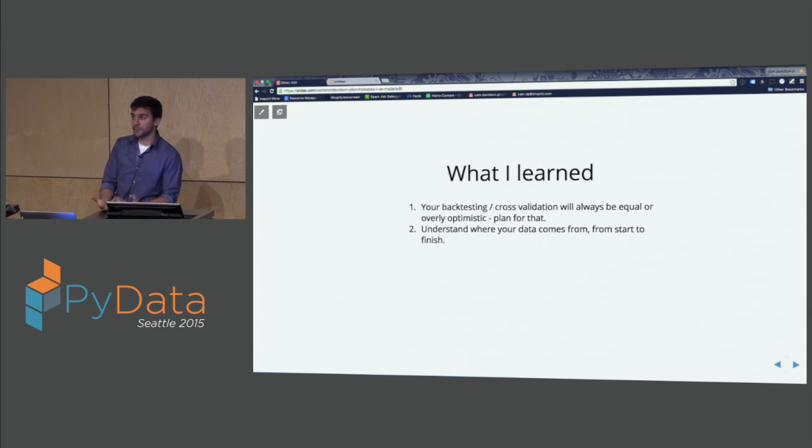And number two is understand where your source data comes from. Understand it right from the beginning to the end. This was a case where I just naively used our data warehouse to pull end of day prices, ignoring time zones and issues like that. But I should have looked at where this data is coming from. What's that ETL process? Understand that part.